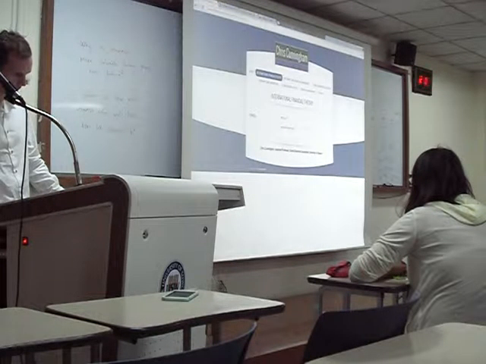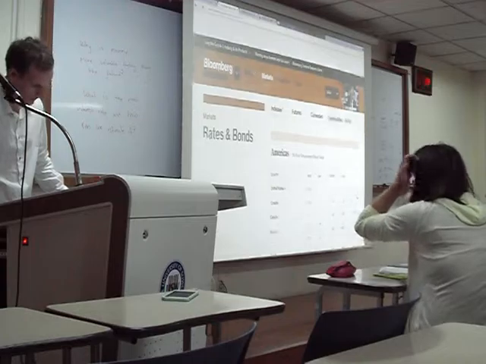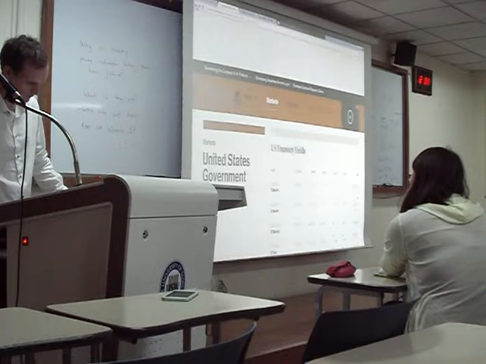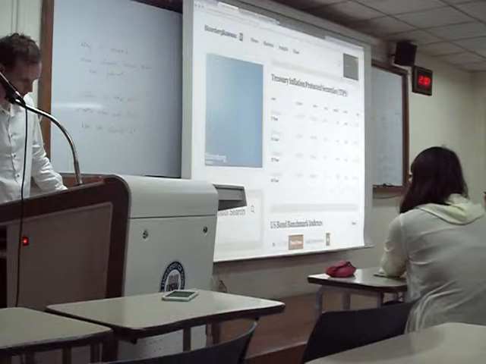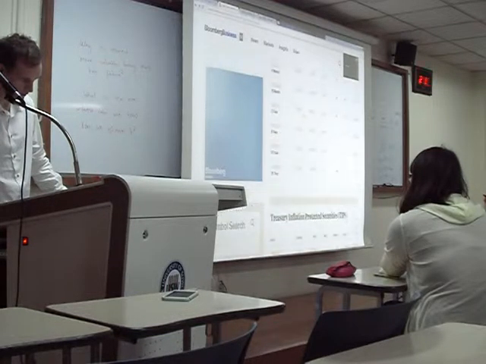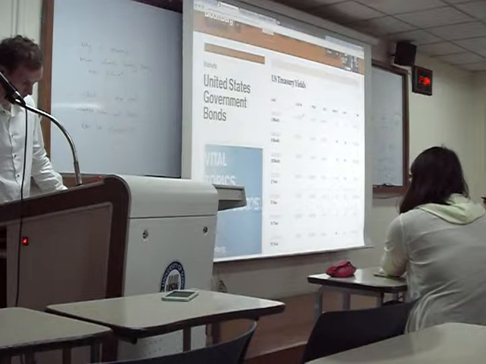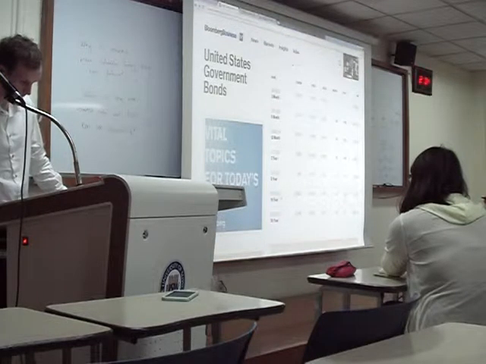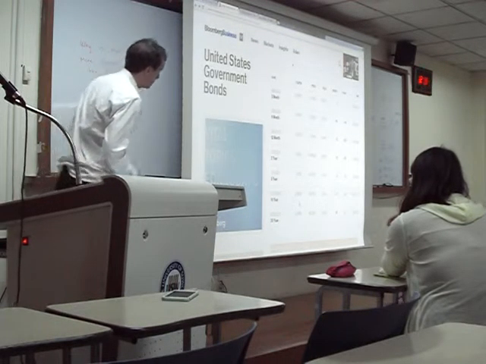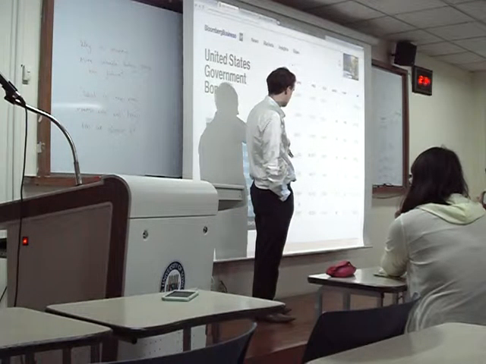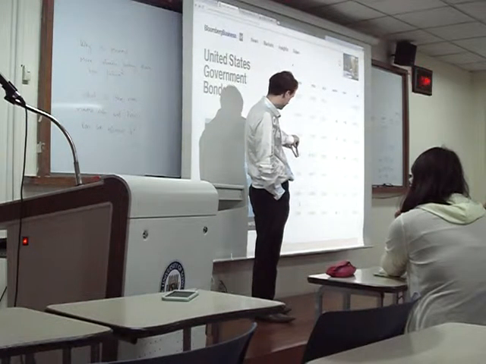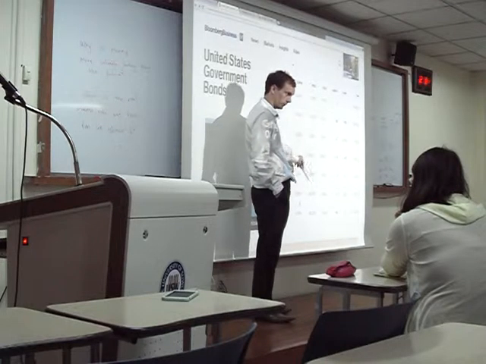A couple of people asked me questions again about the bonds. We were looking at the bonds, so we might as well explain it. Again, it can be confusing the first time that you see it. We see here coupon and price. Let's take the US 10-year bond. We can see here it is 10-year.